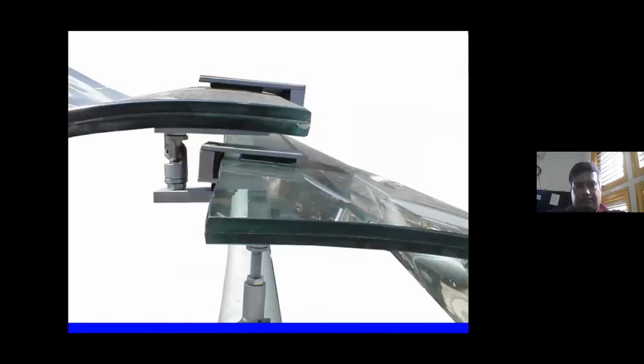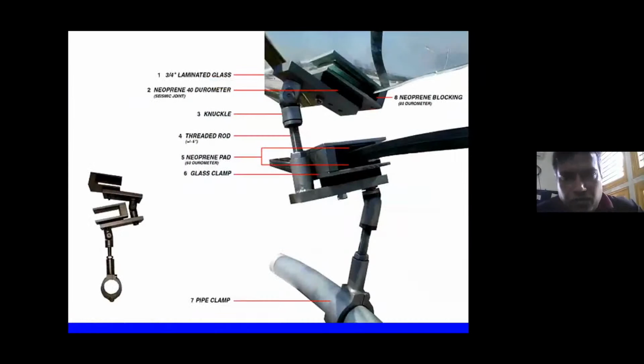Yeah, and finally we came up with a detail. And now this is the detail. This is the catch, the cap to hold the shelf, to hold the laminated double glass, and this is the rod, and this is the thing which can move in and out. So what it means is, if you really look at this detail, this is the detail for how we came up with the seismic joint.